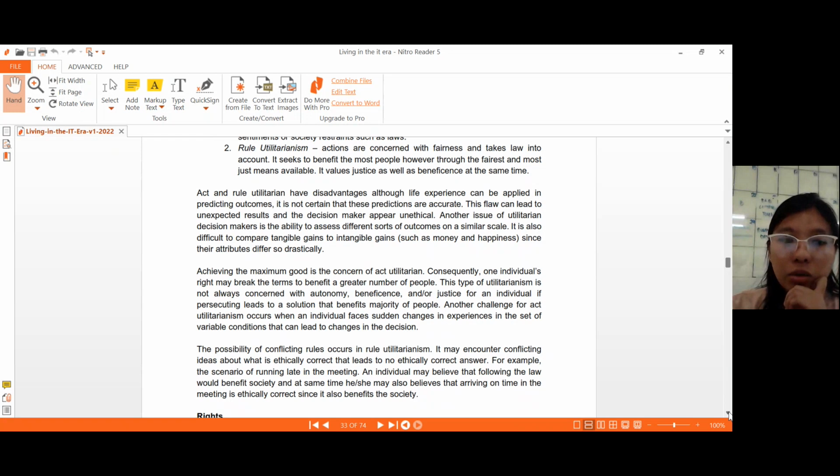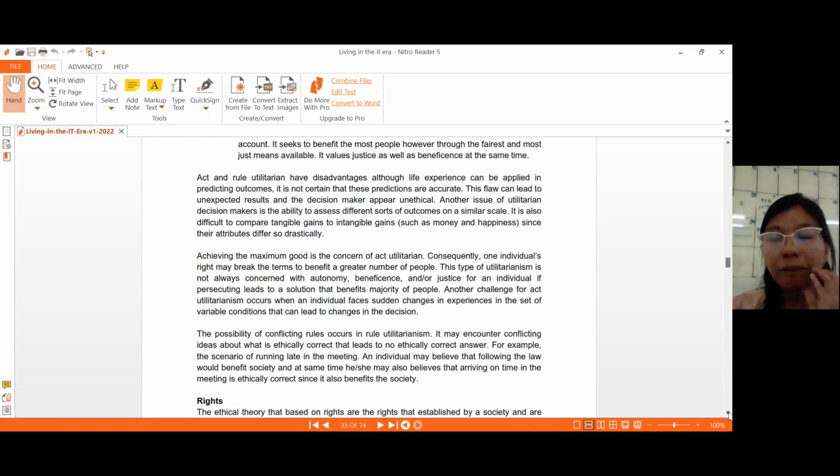Consequently, one individual's right may break the terms to benefit a greater number of people. This type of utilitarianism is not always concerned with autonomy, beneficence, and or justice for an individual if persecuting leads to a solution that benefits majority of people. Ayan ang sinasabi ko sa inyo, yung sa act utilitarian. Sabi niya, if persecuting leads to a solution that benefits majority of people.